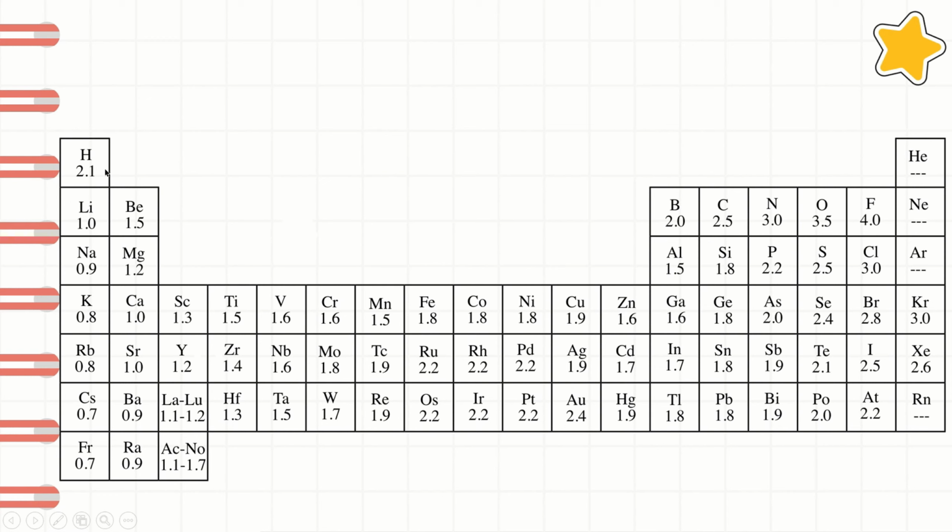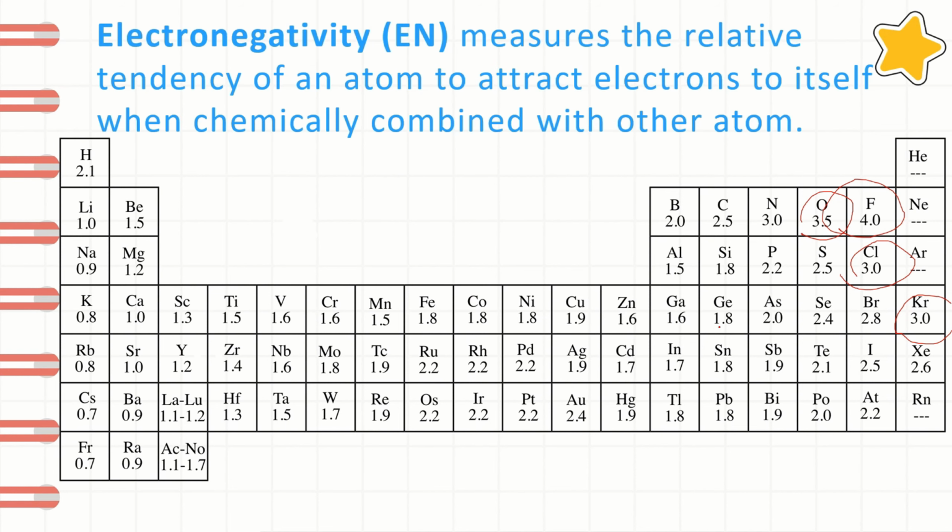Just like hydrogen, meron siyang 2.1. Lithium, we have 1.0. So, ang pinaka-highest is ito. Fluorine, it has 4.0. Next to that, we have 3.5, 3.0. So, kung mapapansin nyo dyan, sila lang yung pinaka-highest number of electronegativity. So, again, this is the definition of electronegativity.